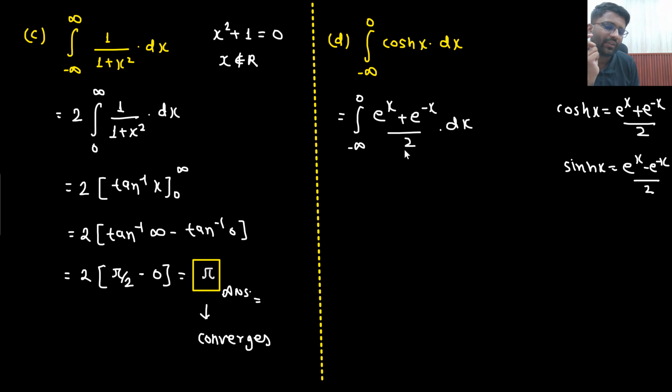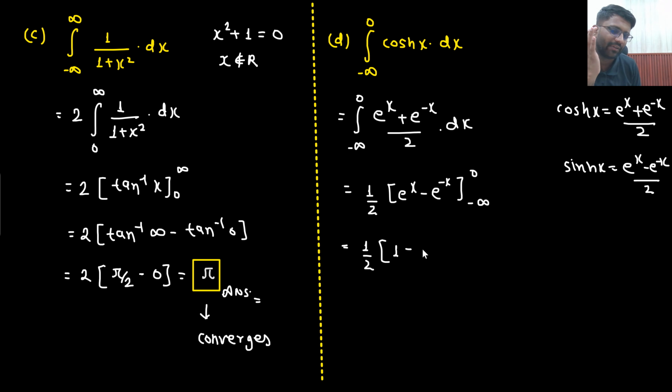Is there any point of discontinuity? In the denominator there is a constant value, so no point of discontinuity. 1 by 2 goes outside. Integration of e to the power x is e to the power x, and of e to the power minus x is minus e to the power minus x, going from minus infinity to 0. When I put the limit 0, I don't think there is an issue. E to the power 0 will be 1 only. Now I put minus infinity: e to the power minus infinity, minus e to the power minus (minus infinity), which becomes e to the power plus infinity.